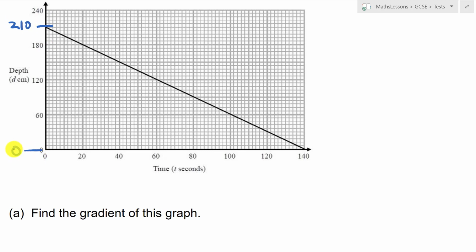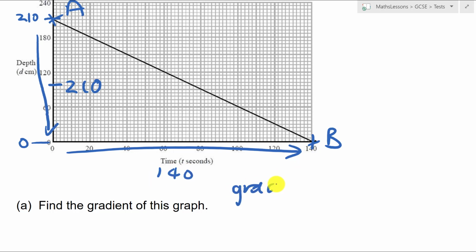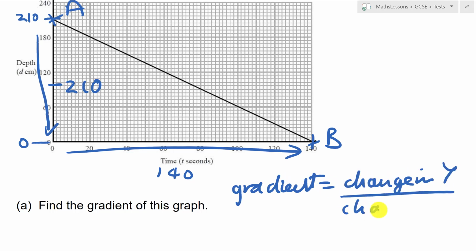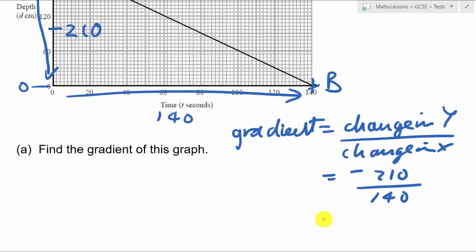So if we go from this point here to this point here, from A to B, we can see our change in y is going to be minus 210, and our change in x is going to be 140. So our gradient, remember, is equal to our change in the y value over the change in the x value. So we've got minus 210 over 140, and that just equals minus 1.5, or minus 3 over 2 if you want to leave it as a fraction.